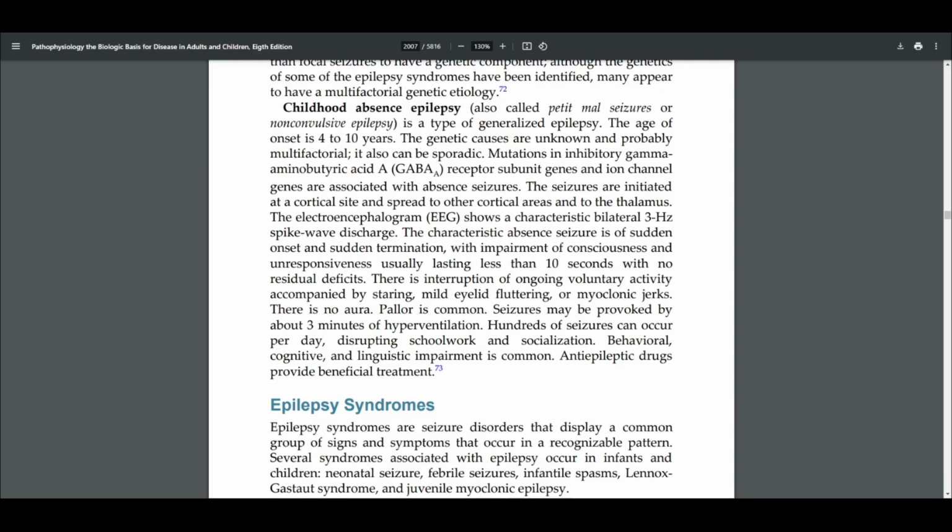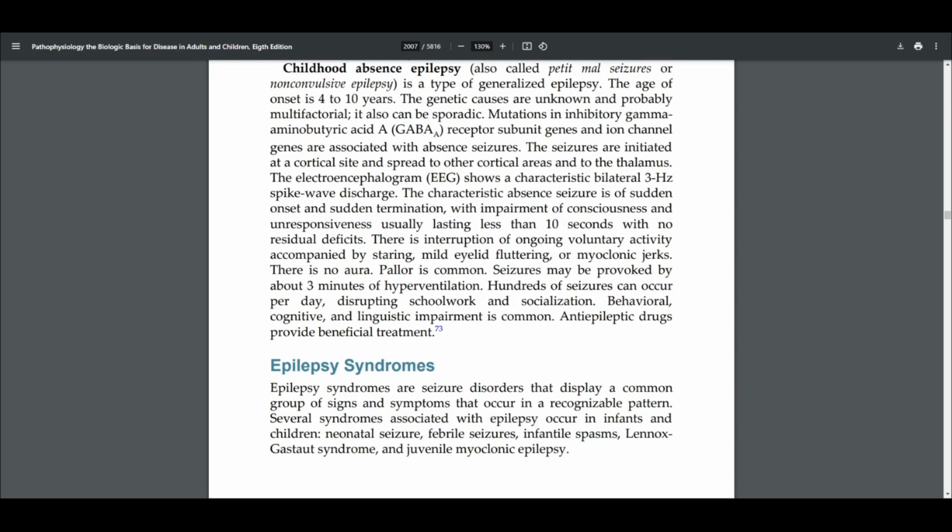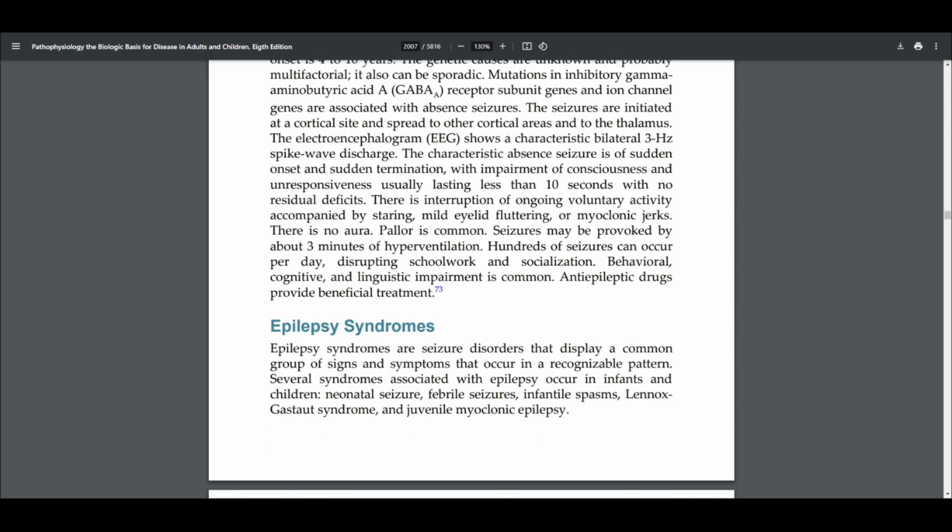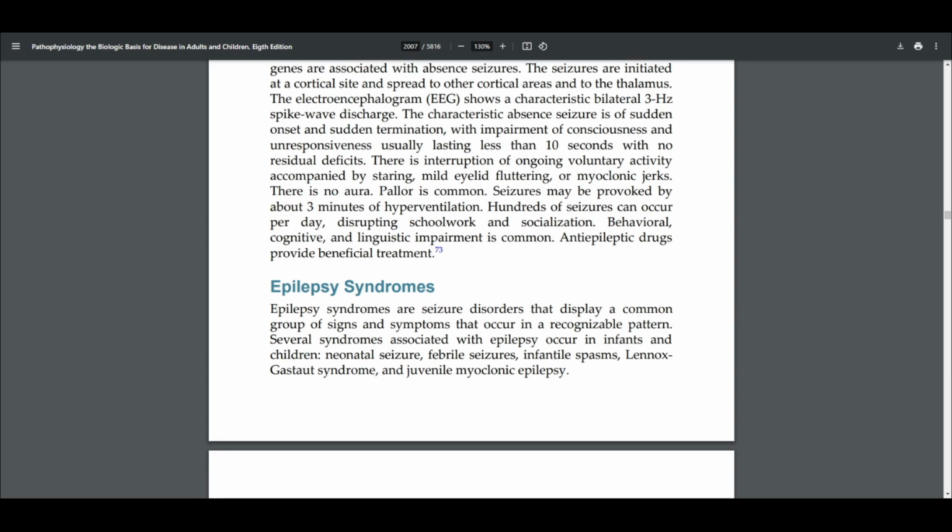The electroencephalogram, or EEG, shows a characteristic bilateral 3 Hz spike wave discharge. The characteristic absence seizure is of sudden onset and sudden termination, with impairment of consciousness and unresponsiveness, usually lasting less than 10 seconds with no residual defects or deficits. There is interruption of ongoing voluntary activity accompanied by staring, mild eyelid fluttering, and myoclonic jerks. There is no aura. Pallor is uncommon.